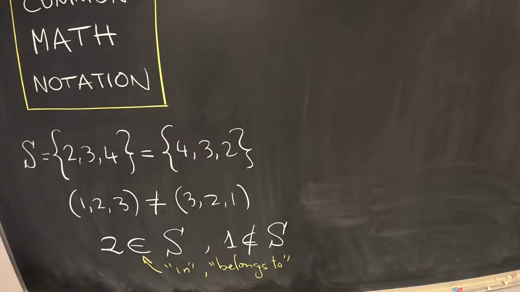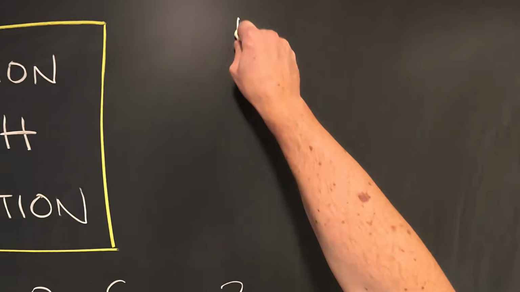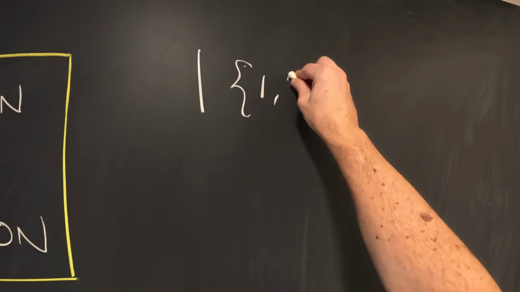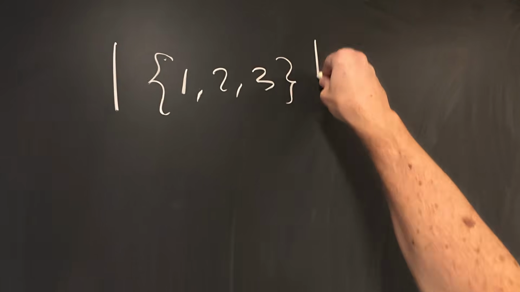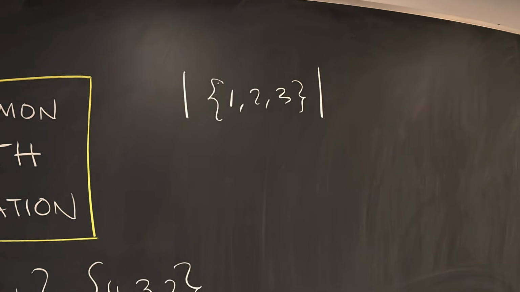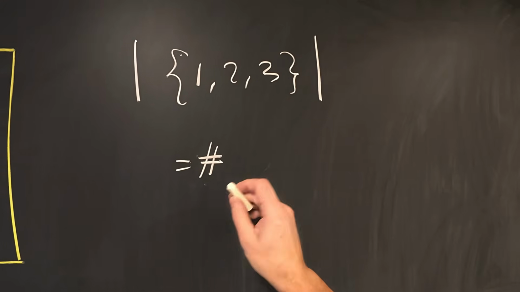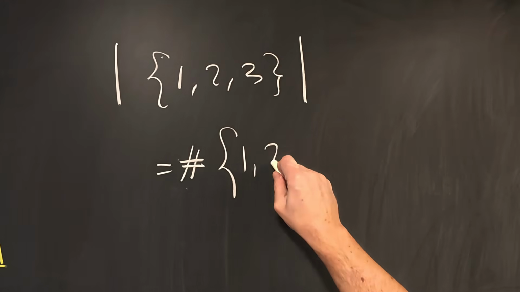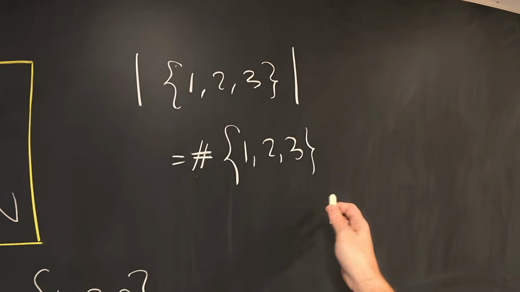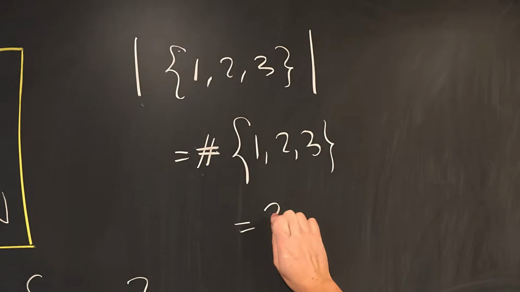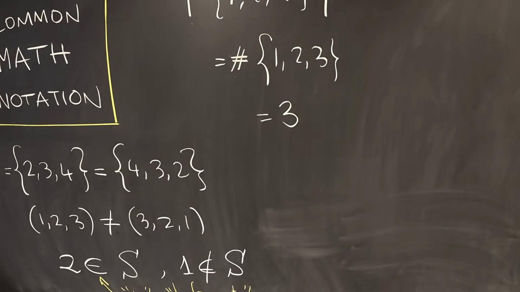If we want to denote the size, usually lines like that, so if I have the set {1, 2, 3} and I write lines, that usually means the same as the hashtag set. That means the size of the set or the cardinality of the set. In this case, there are just 3 elements.